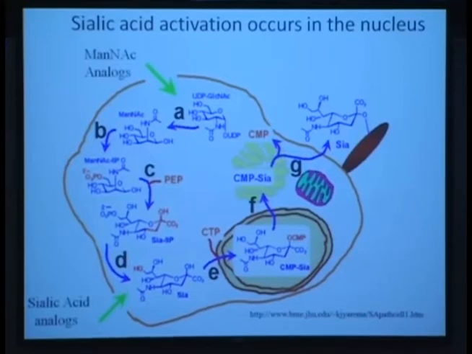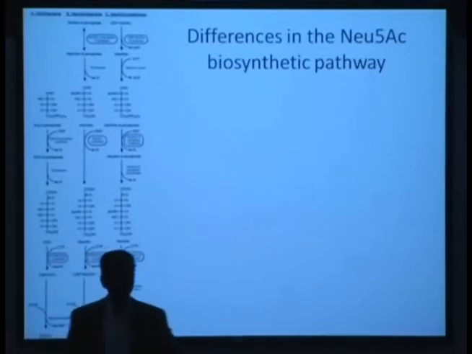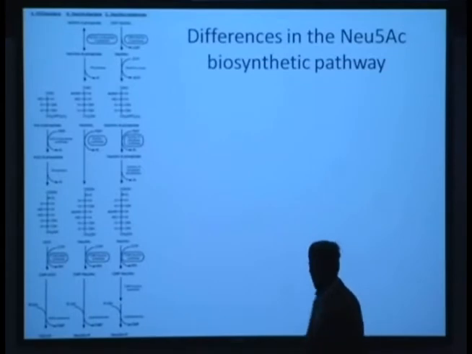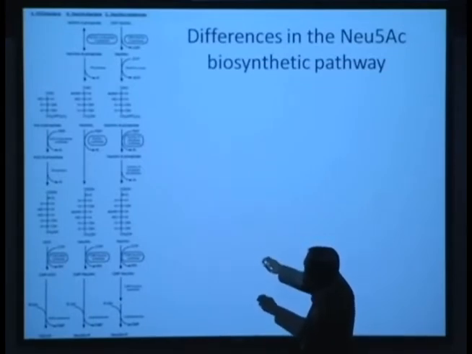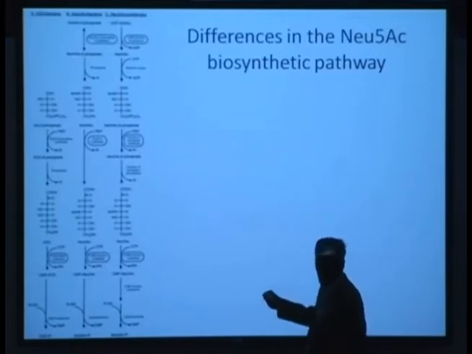So now let us go back to the previous slide. There are slight differences in the synthetic pathways in humans and in bacteria. Look at bacteria, maybe it's very hard for you to see my slide. They go from glucosamine 6-phosphate into mannosamine 6-phosphate directly. So you have a glucosamine 6-phosphate becoming a N-acetyl mannosamine 6-phosphate, catalyzed by the enzyme epimerase.